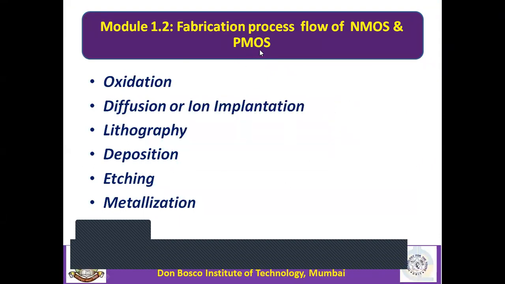And what are the different processes? First is the oxidation process. Then diffusion and ion implantation. We use the lithography process, the deposition process, the etching process, and the metallization process. All these are used to manufacture an integrated circuit. So oxidation: when you keep something, oxidation takes place. Basically oxygen reacts with that material and oxidation takes place.